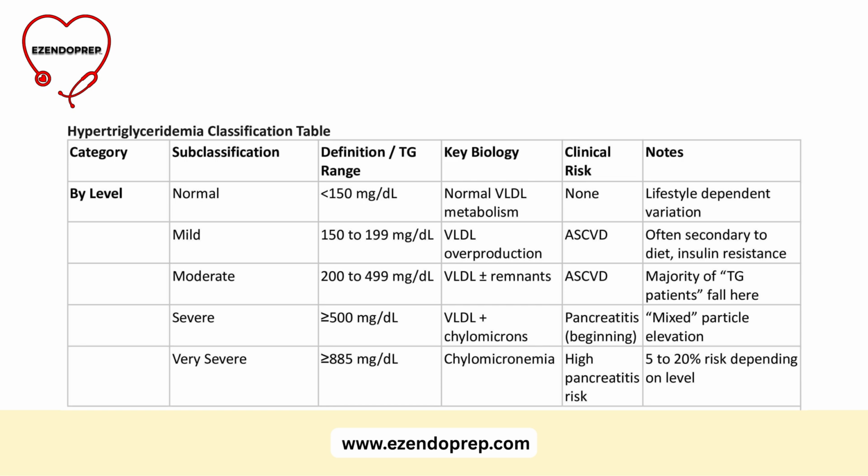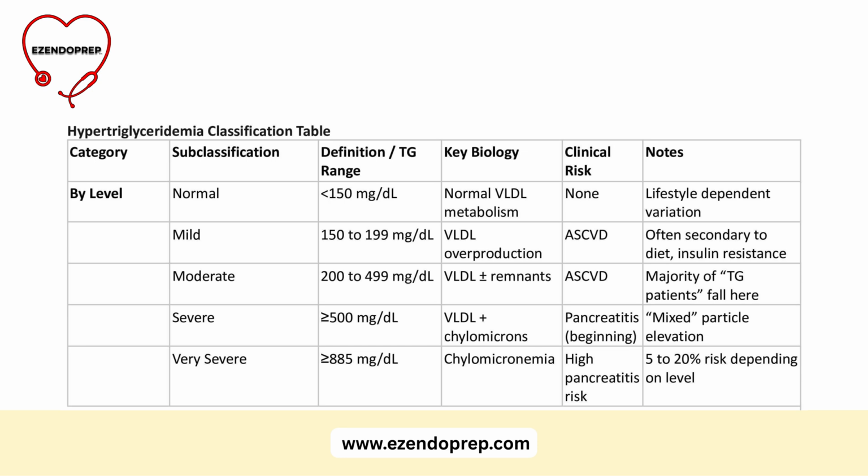Lens 1, classification by level. Mild. Mild is 150 to 199 milligram per deciliter, almost always VLDL driven, and the risk is cardiovascular. Moderate is 200 to 499, still VLDL predominant, still ASCVD risk. Severe is 500 and above.